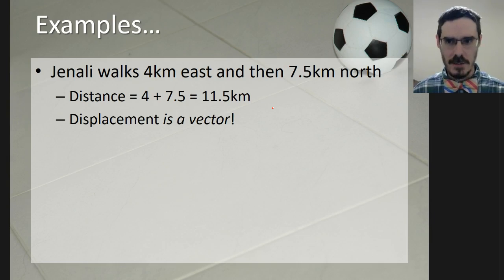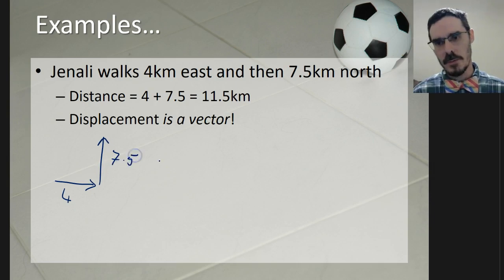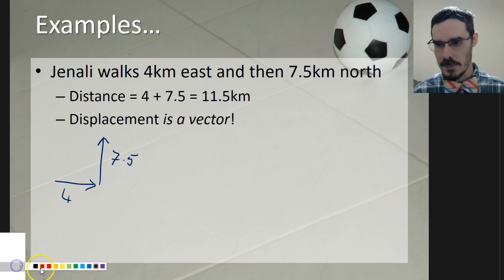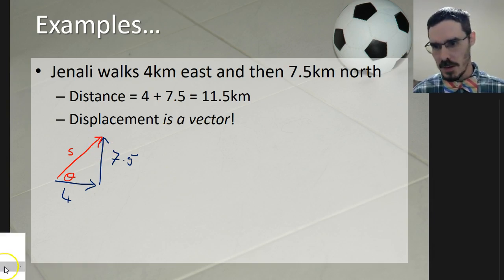It's harder to calculate. So, let's draw a diagram. She's walked 4 kilometres east and then 7.5 kilometres north. Let me find another colour. I actually want to find out this. That's the displacement. So I can work out its length with Pythagoras and then its angle with tan. So let's have a go. Whoopsie. I want to use blue.